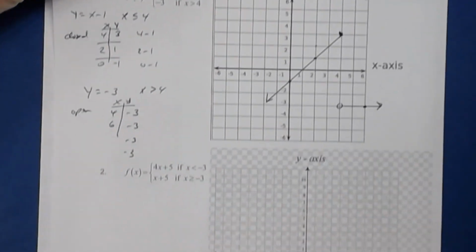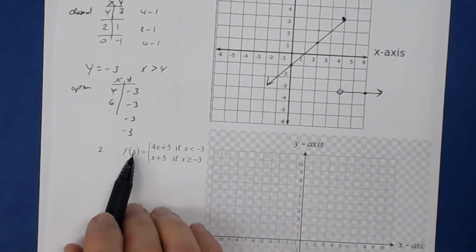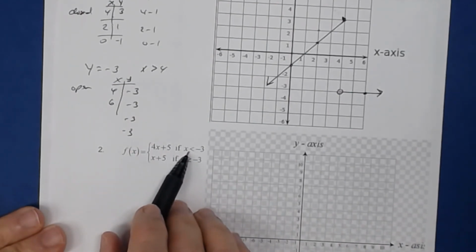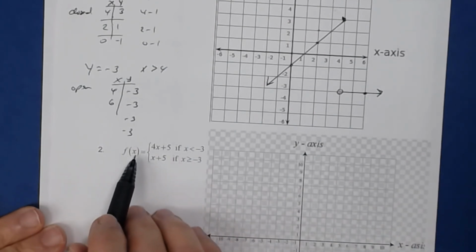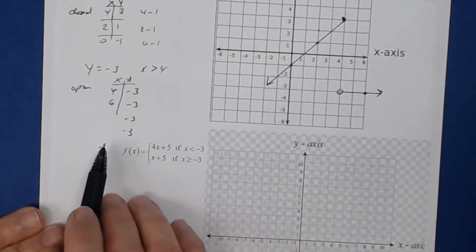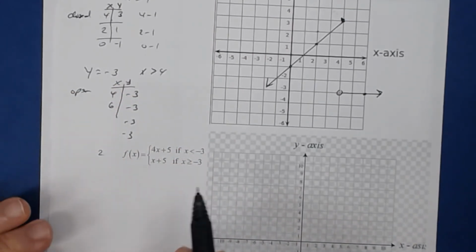All right, number 2. So again, same idea. Notice that my function is 4x plus 5 if my x values are less than negative 3, and my function is x plus 5 if x is greater than or equal to negative 3. Do this in pieces, just like I did here. That's how we did it in the lessons.